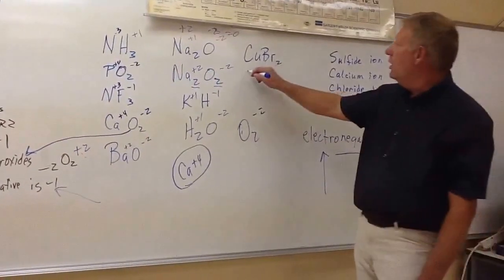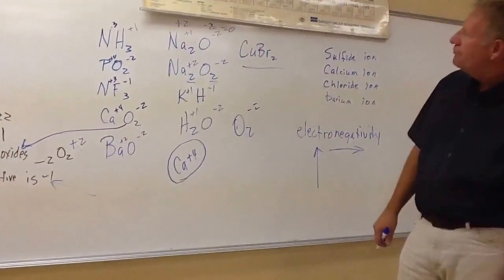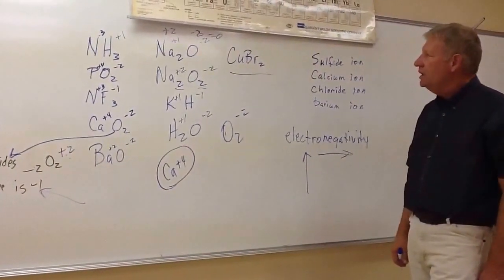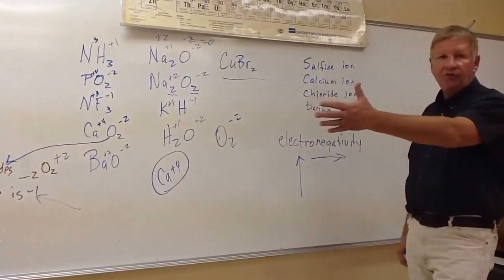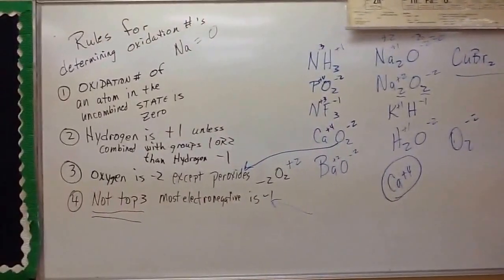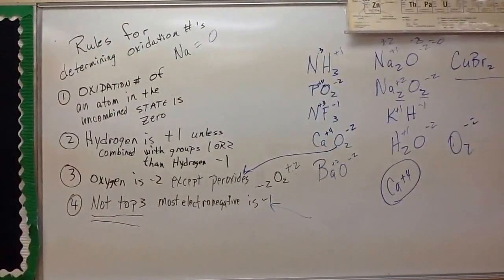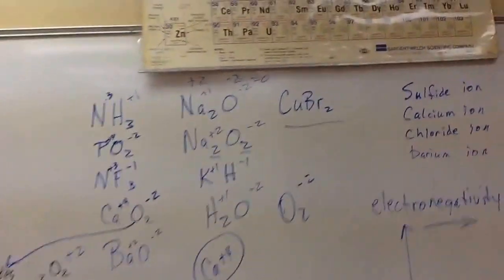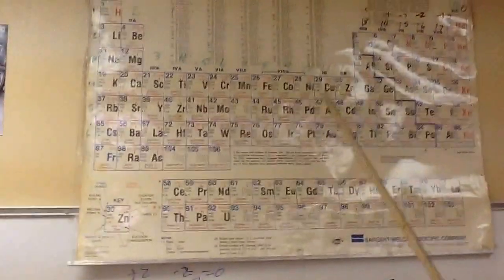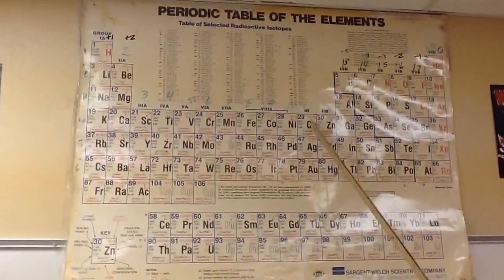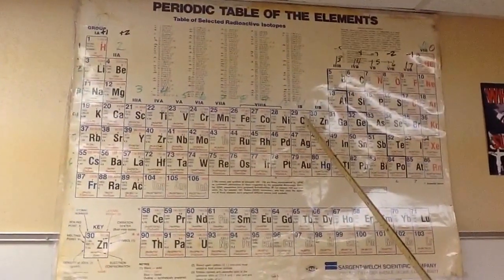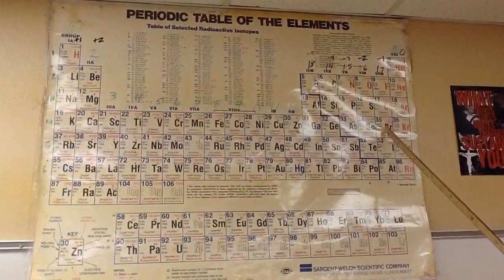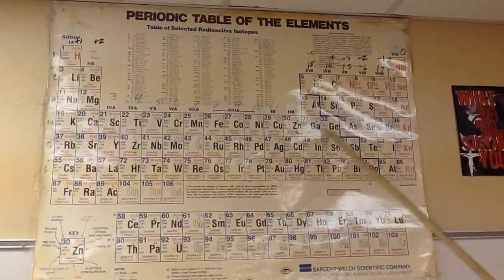Okay, let's do one more. Copper dibromide. So, does it have a hydrogen? Does it have an oxygen? So we got to go to electronegativity. So let's look at our periodic table. We say, okay, copper, what do we got? Here's copper right here. Now, where's bromine? Oh, it's over here. Now, it kind of worked nice. We didn't have to worry about the up, but we got to figure the over.